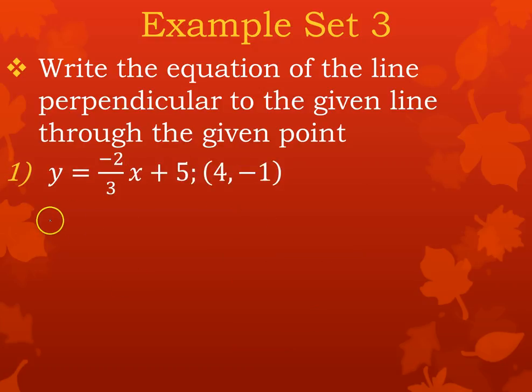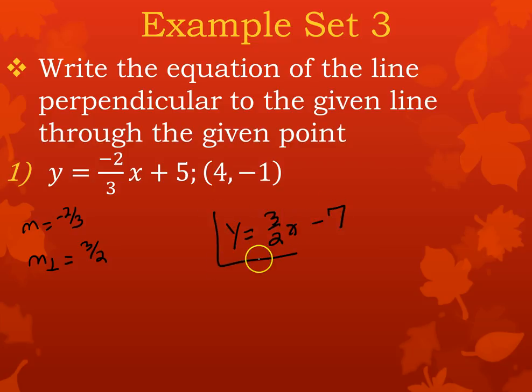Okay, so our slope for this line is negative 2/3. My perpendicular slope would then have to be a positive 3/2. So use that slope with that point to write the equation of your line. Again, pause the video while you work that out, and then I will show you my answer. Alright, you should be getting for your answer y equals 3/2 of x minus 7. That's your line that is perpendicular to the given line through this given point.